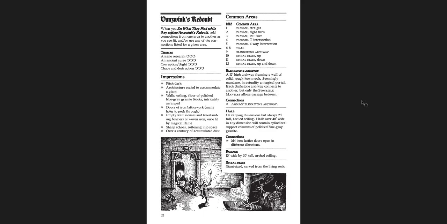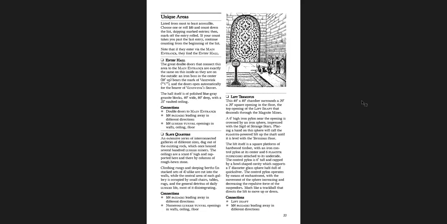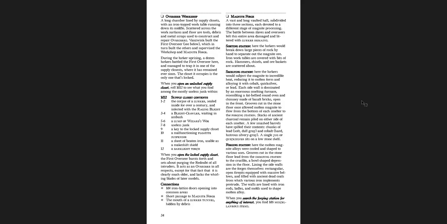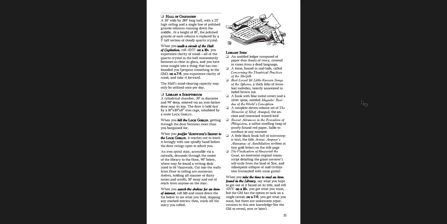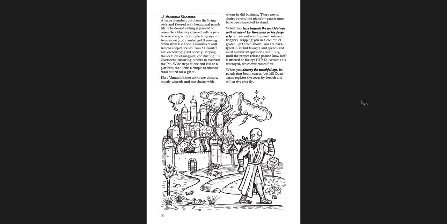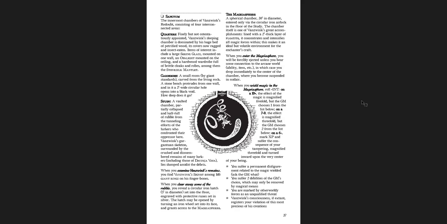So this has themes of arcane research, an ancient curse, corruption, blight, and chaos and destruction. So once you've gone through the mine, you then find the readout itself. Once again, it's sort of more detailed. Unique areas: entry halls, slave quarters, lift terminus, an overseer's workshop, a magnite forge, a hall of cogitation, a library, the audience chamber. Great piece of art for the Cyclops there. A sanctum, the Magi Sphere.